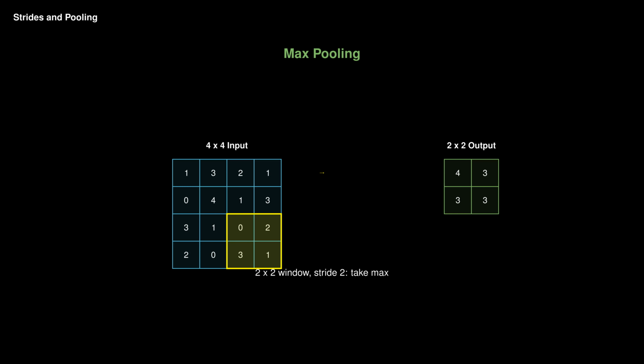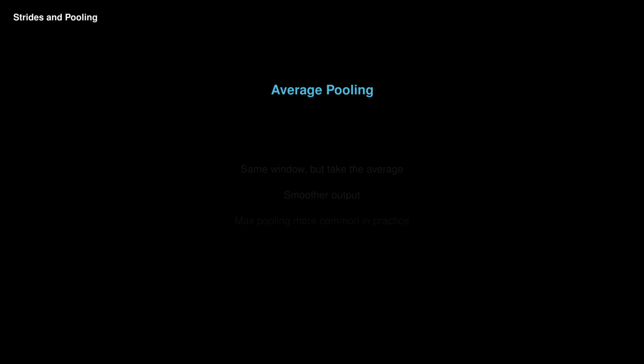Average pooling works the same way, but takes the average instead of the maximum. It produces a smoother output. In practice, max pooling is more common because it preserves the strongest signal.